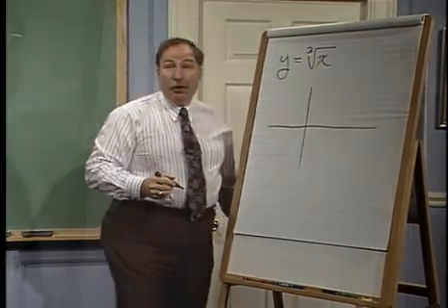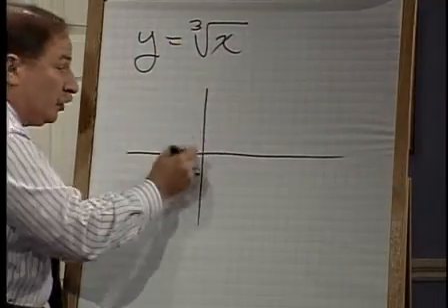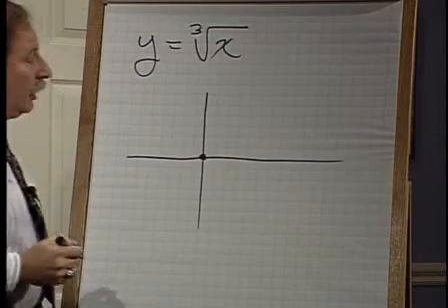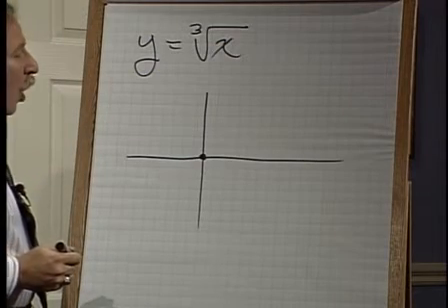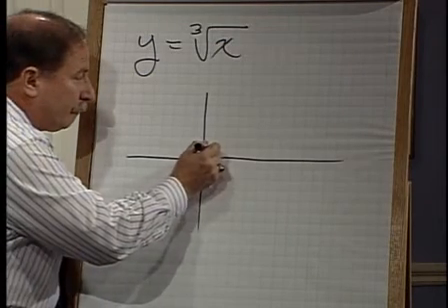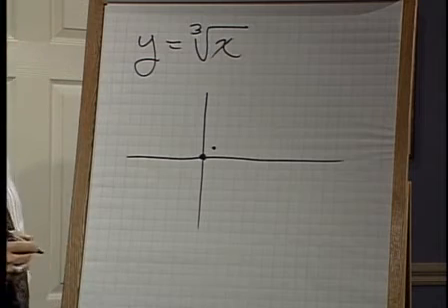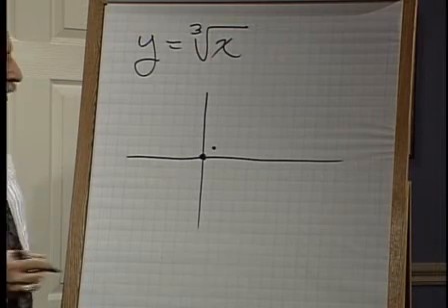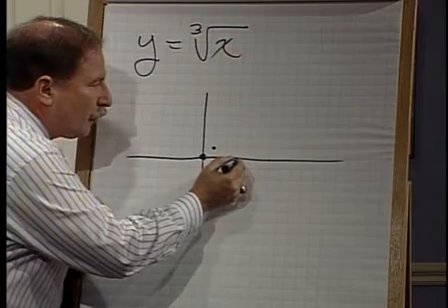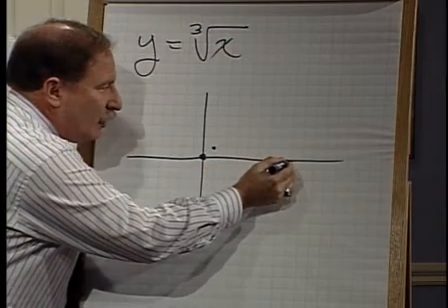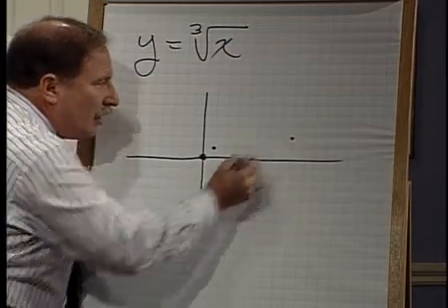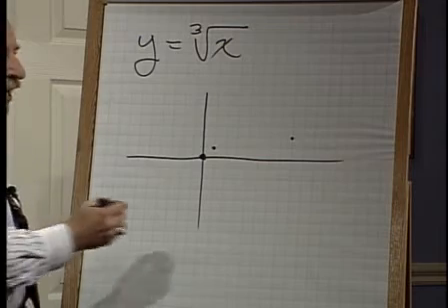Obviously, we place 0 in there first. And when x is 0, the cube root of 0 is 0. When x is 1, y is 1. When x, let's see, we've got to come up with another cubic number. x is 8. 1, 2, 3, 4, 5, 6, 7, 8. When x is 8, the cube root of 8 is 2. The next point will be 27, 3.